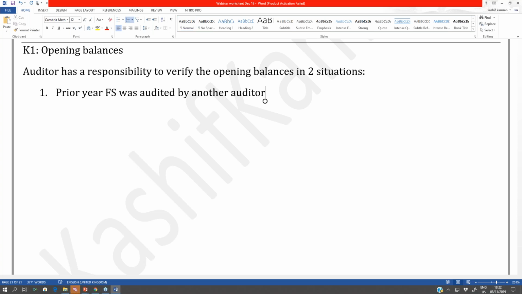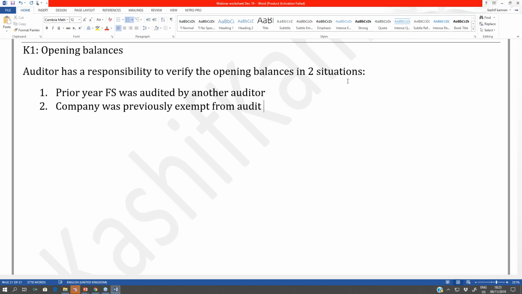The second instance where you need to verify the opening balances is when the company was previously exempt from audit. That means this is the very first year the company is having an audit. The company was previously exempt from audit. There was no previous auditor. I hope you can understand the two situations, right?